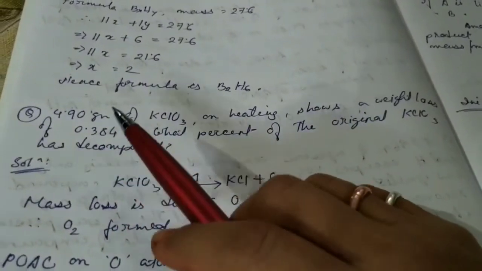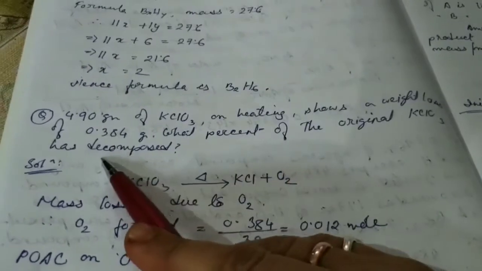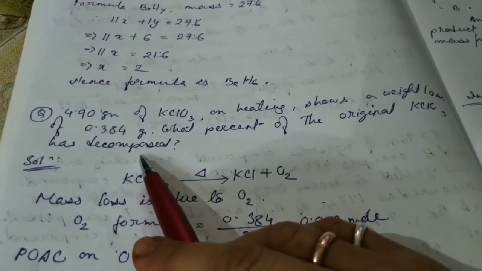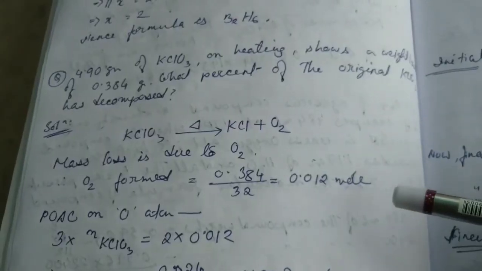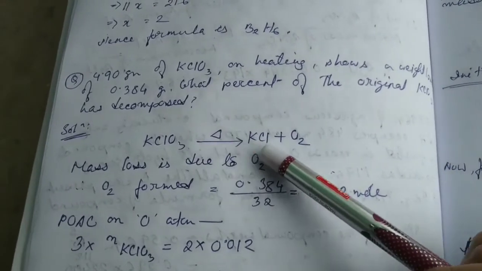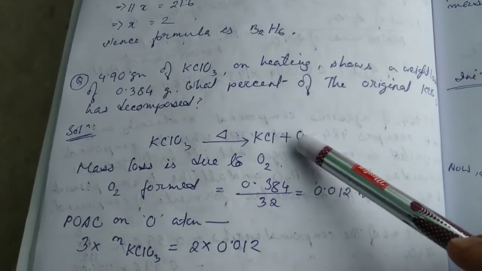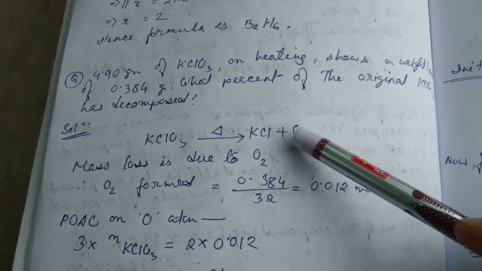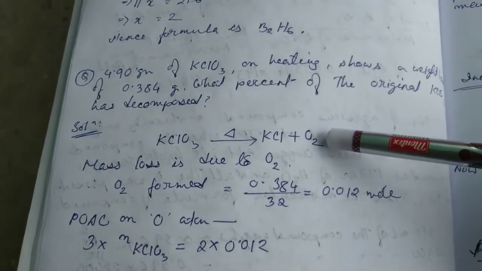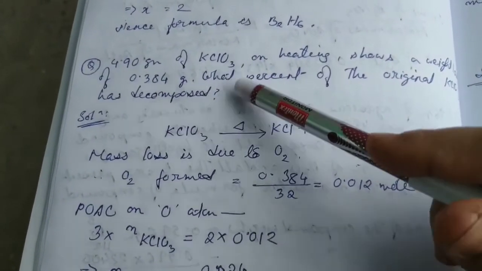Coming to the next example, what is written is that 4.90 gram of KClO3 on heating shows a weight loss of 0.384 gram. What percent of the original KClO3 has decomposed? To solve this kind of problem, first of all we write the equation: KClO3 on heating produces KCl and oxygen. Whatever be the mass loss, it will obviously be due to oxygen, because oxygen is a gas, so it will escape. Otherwise this KCl will again be in the solid form, so that cannot account for the mass loss. So the mass loss of 0.384 gram is because of oxygen.